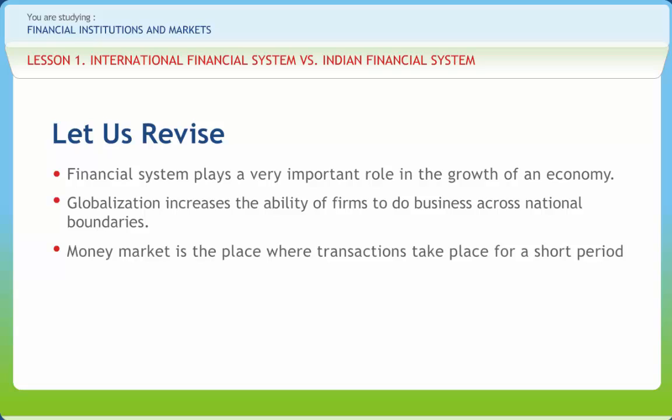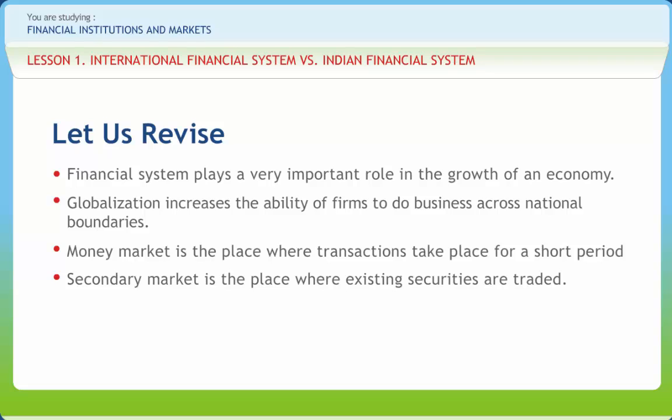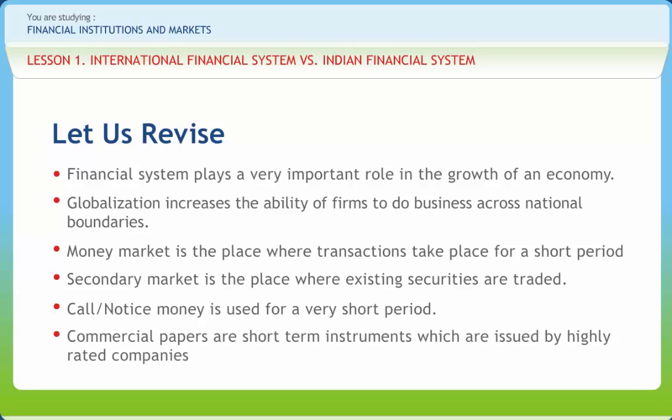Money market is the place where transactions take place for short period. Primary market includes the issuance of new securities. Secondary market is a place where existing securities are traded. Call or notice money is used for a very short period. Treasury bills are short-term up to 1 year borrowing instruments of the Union government. Treasury bills are issued for the time period of 14 days, 91 days, 182 days and 364 days. Commercial papers are short-term instruments which are issued by highly rated companies.